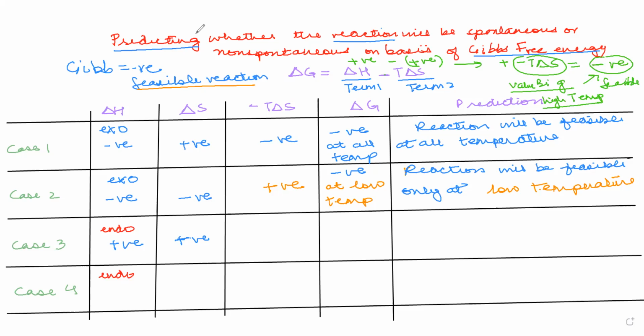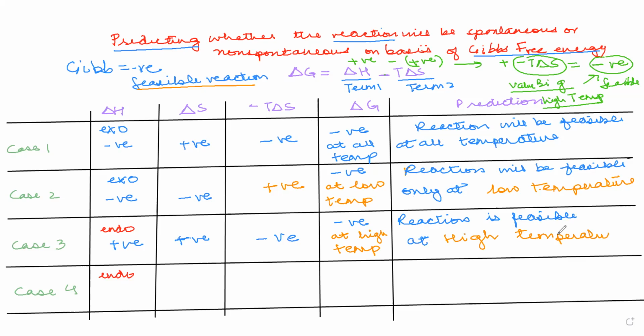will become positive. Okay, so we need to understand that if this is a positive value, then overall your T delta S is going to be your negative value. And if this is a negative value, then overall this is going to be negative only, it's going to be negative at high temperature. So we'll say that the reaction is feasible, the reaction is spontaneous, or the reaction is feasible at high temperature. Fine. At the low temperature, we are getting the Gibbs value, which is positive, which is making the reaction non-feasible, non-spontaneous.